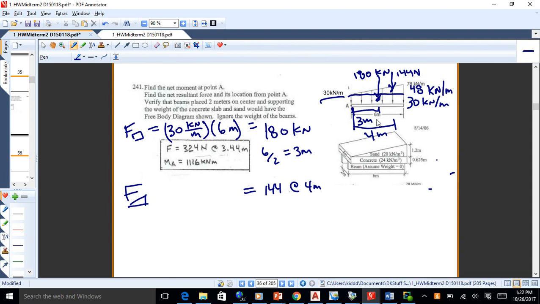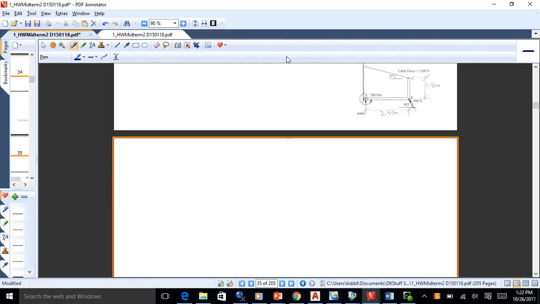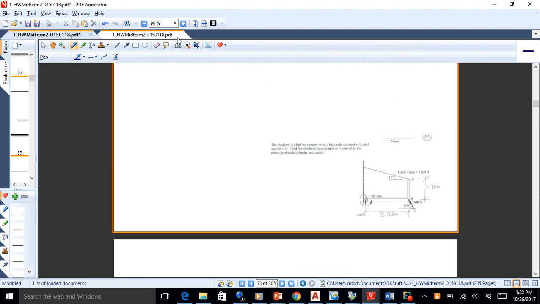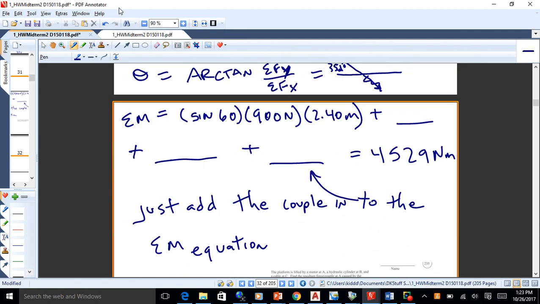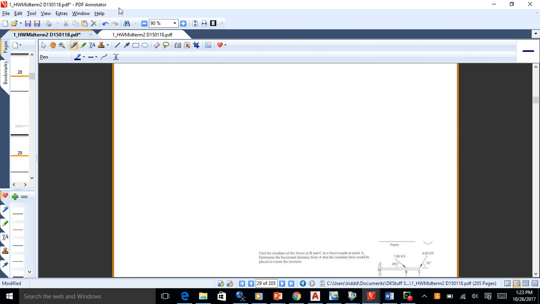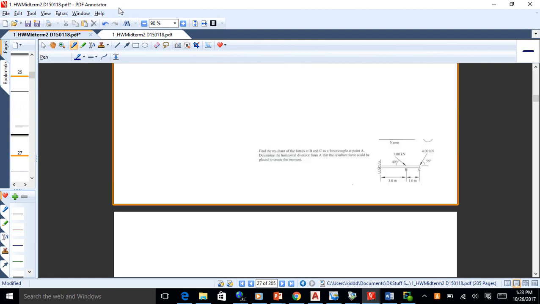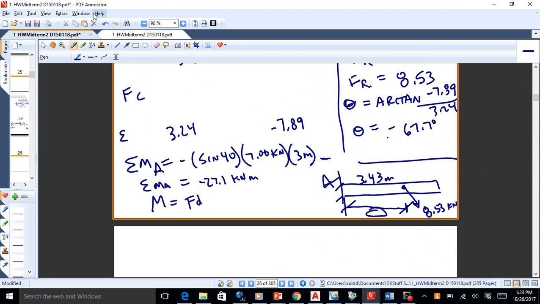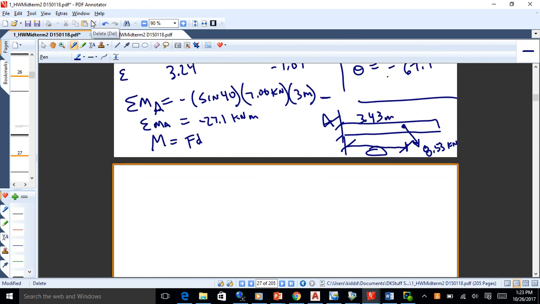Y'all okay with that? Yeah, the 3.4 meters is the same process that we're using back here. What you're doing there is you're saying, where should I put the force such that I can get the offset distance that would get me the moment, okay? So for instance, on this one, you've got a total moment of 27.1 kilonewton meters.